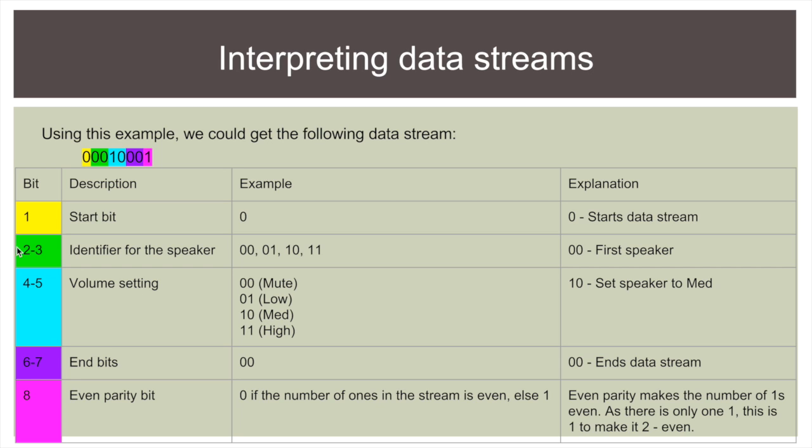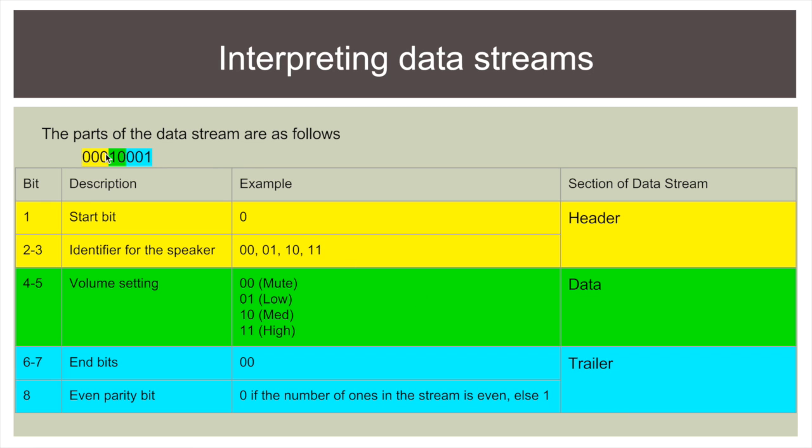Okay, so we're going to use this data here, 00010001. So 0 is the start bit, the first one, and that's a data stream. The next two zeros are the identifiers, and they're going to be 00 for the first speaker. The next bits are 10, volume setting, 10 is medium, so we're going to set the speaker to medium. The next two bits are 00, they're the end bits, so this is always 00. And the last bit here is the even parity bit. So if you look up here, before this bit, we've only got one 1, so we need to use a 1 to make the total number of ones in this data stream 2, which is an even number.